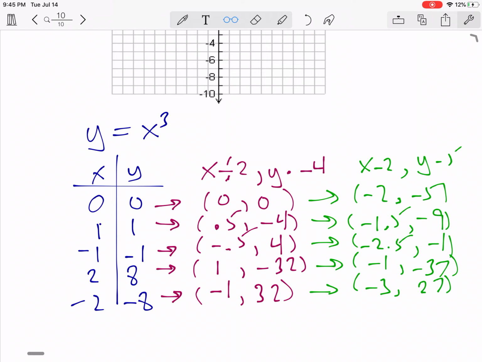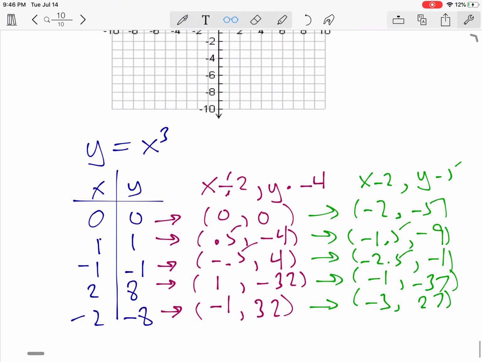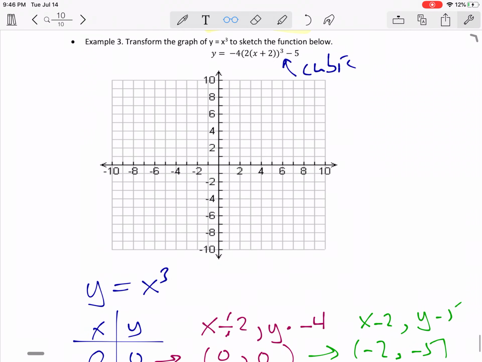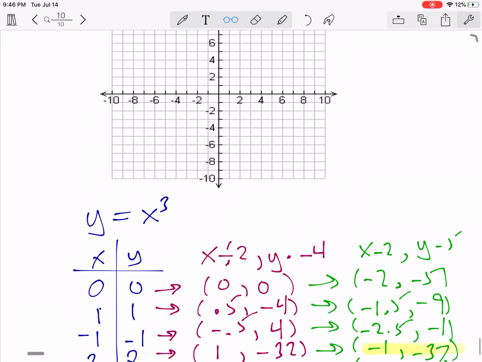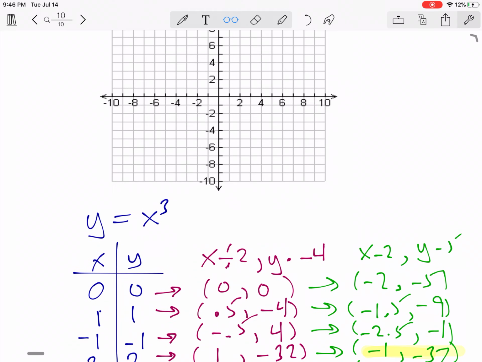Now let's plot this. If you look at the last two here, I'm not going to be able to plot them on the grid, but this is useful information anyway, because what it tells me is this graph is super narrow. So let's do the other ones here. We've got -2, -5. Now this point here is the 0, 0.